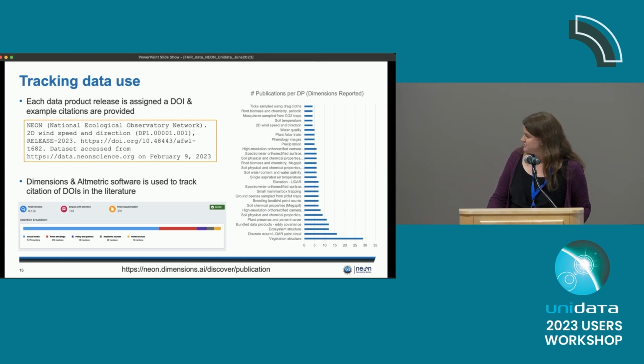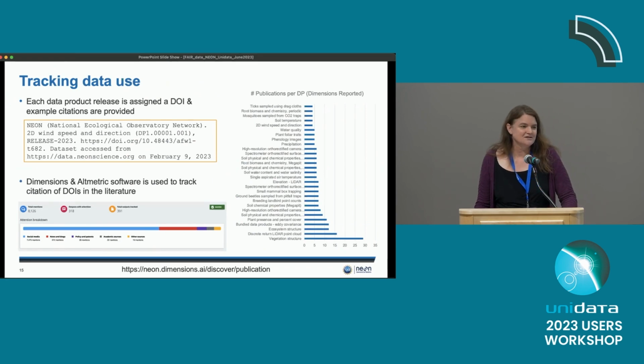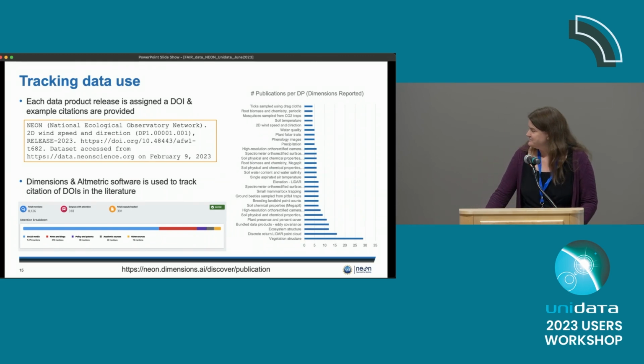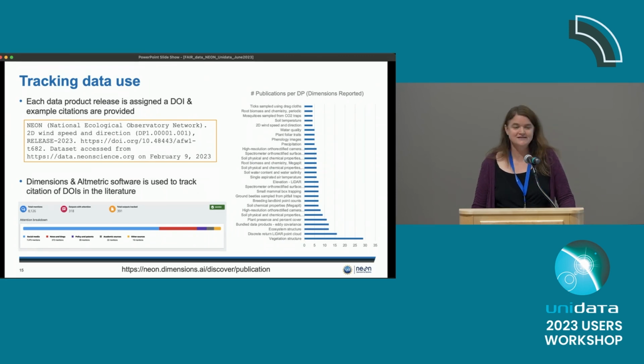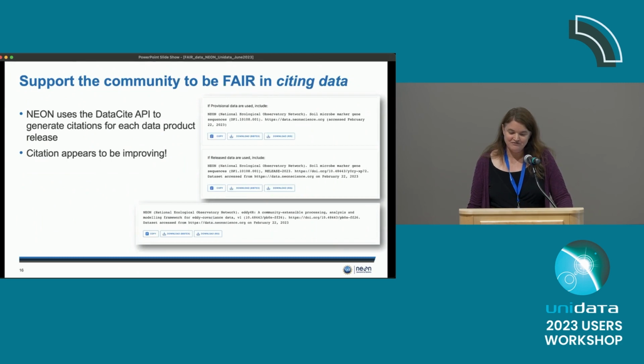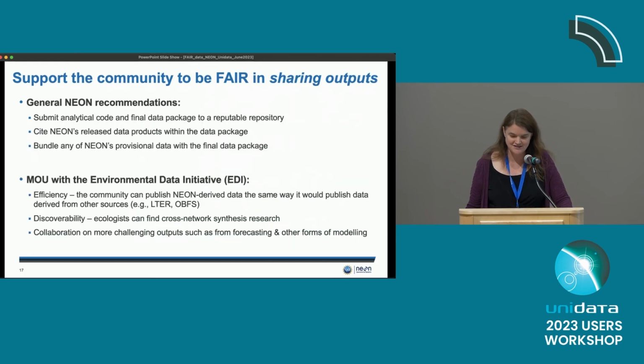So some of our most used products, you may not be able to read that, I apologize, are our vegetation structure and our LiDAR products. So really understanding the structure of vegetation across the landscape obviously has a lot of applications. No one is surprised by that. So again, cite the data. And fortunately, citation does appear to be improving. We've been trying to improve the ease with which our folks can do this.